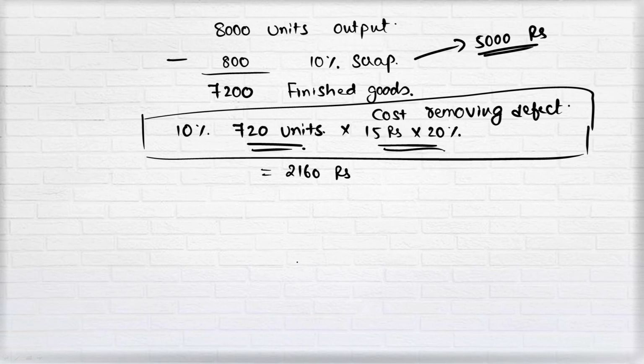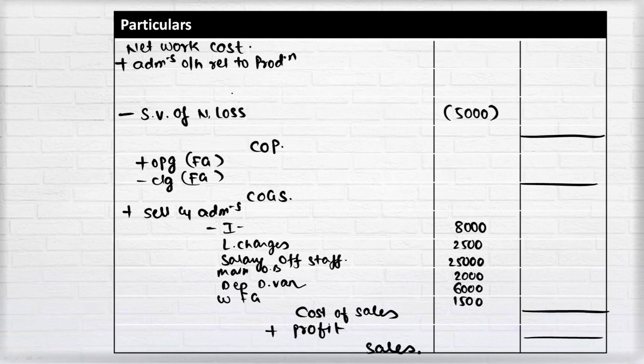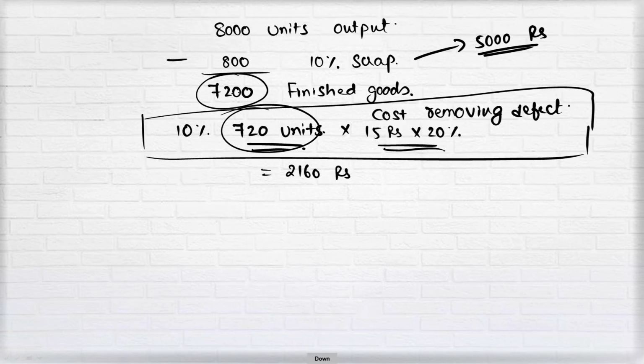What is 15 into 20%? 3 rupees. See, what does this mean? Any unit which is defective will be rectified and will become a normal unit. But it will require some labor to work on it. And will he be working full time or only 20% of time? 20% of time. So only 3 rupees additionally will be incurred to rectify these 720 units. Still your production is 7200 units after that scrap. This 2160 should be treated as a factory overhead.